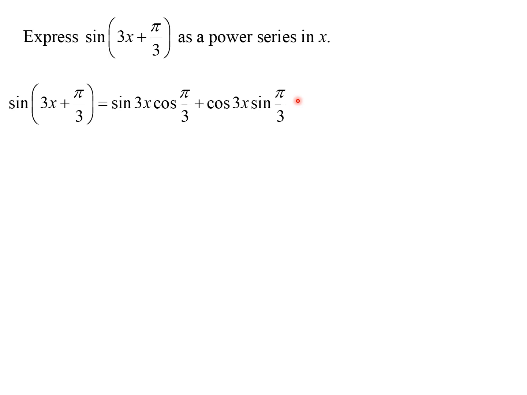Right? That's what I meant just now. You need to identify some constants. So here, cos 60 is half and sin 60 is root 3 over 2. You substitute that, and then for the next step, you actually find the power series of each of it.